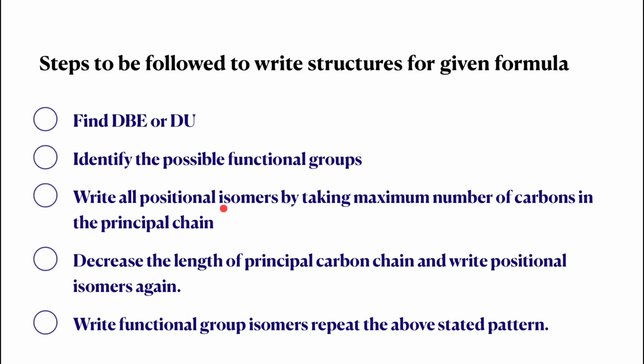In the fourth step, after completion of this, I will decrease the length of the principal carbon chain. For example, earlier I took a 6 carbon chain. Now I am going to take a 5 carbon chain. In that 5 carbon chain, I will write positional isomers by changing the position of the functional group or substituent. After completion of this pattern, so 6 carbon chain, 5 carbon chain, 4 carbon chain, 3 carbon chain, after that, I will write the functional group isomer. Even for functional group isomers, I will follow the same pattern. For example, if it is initially aldehyde, I'll repeat the same pattern even for ketones.